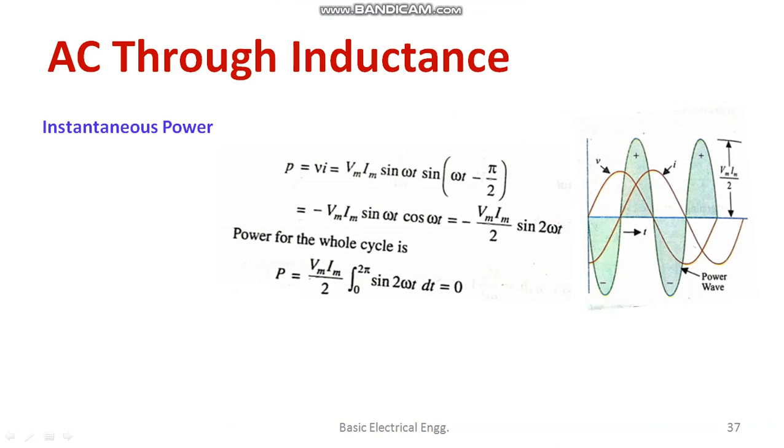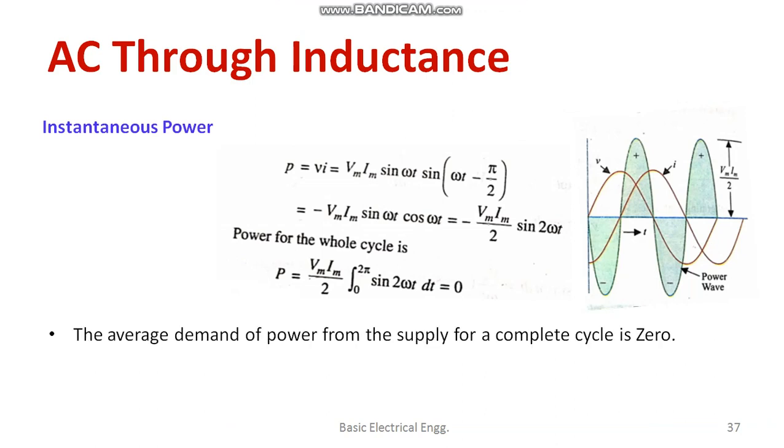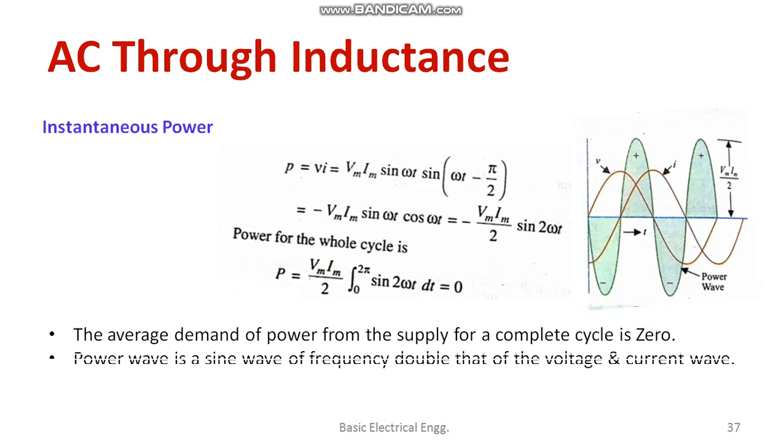Then if you take the integration, we come to know that the power for the complete cycle is equal to 0. So the power consumed by the inductive circuit is equal to 0. The maximum instantaneous value of power can be written as Vm Im by 2. But the average demand of power from the supply for the complete cycle is equal to 0.